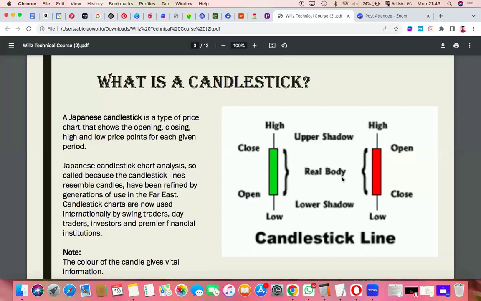So this is a representation. Know that the candle that represents the buyers, the bulls in the market, is always green. And the one that represents the sellers in the market, in most cases, is the red candlestick, and it always opens on top and closes below. When it's the bullish candle, it opens below and closes above.